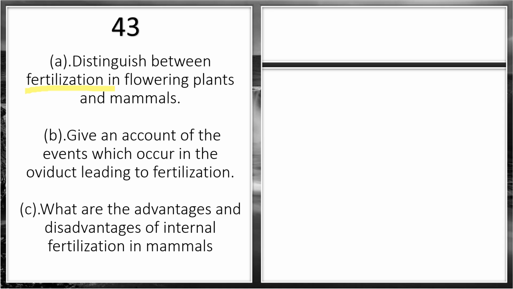Distinguish between fertilization in flowering plants and mammals. Part B. Give an account of the events which occur in the oviduct leading to fertilization. Part C. What are the advantages and the disadvantages of internal fertilization in mammals?